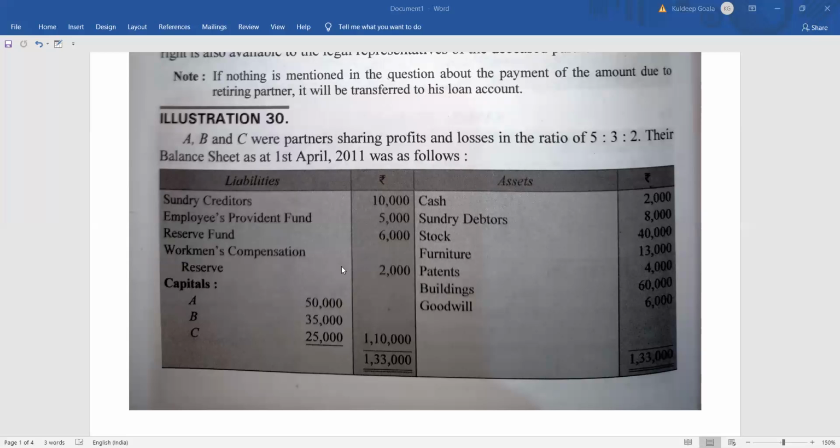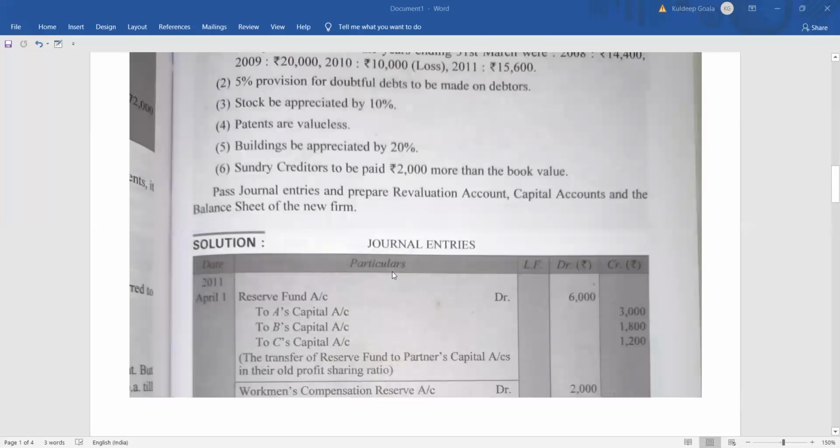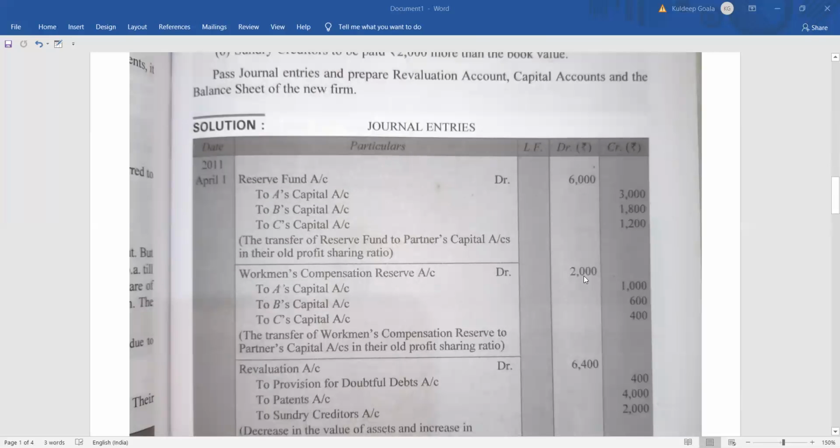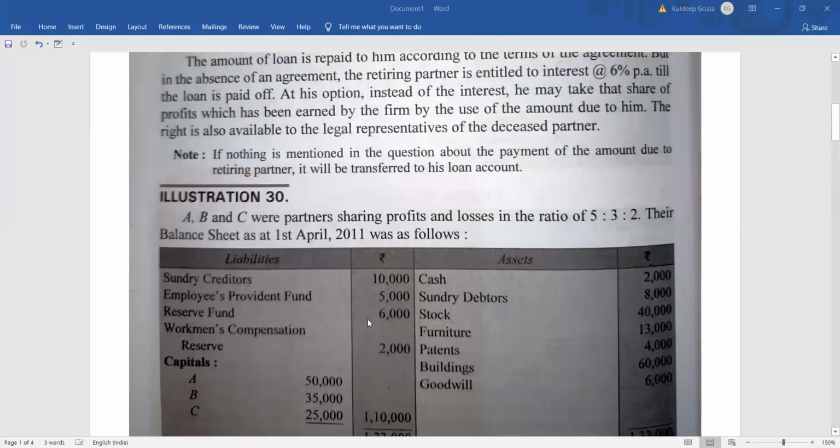Then comes workman compensation reserve. So it will also be transferred in the same way. Workman compensation reserve account debit 2,000 to A's capital account, to B's capital account, to C's capital account in the ratio 5:3:2. So you can see that workman compensation reserve account debit 2,000 to A's capital account 1,000, to B's capital account 600, to C's capital account 400. This is nothing but the ratio of 5:3:2. Clear?